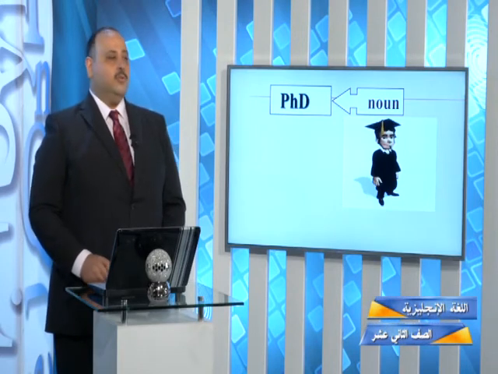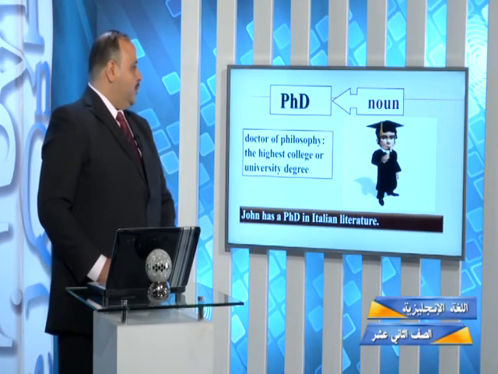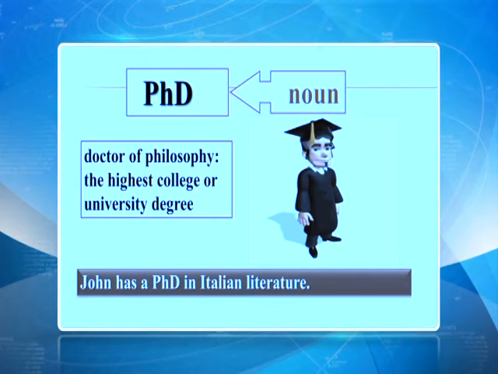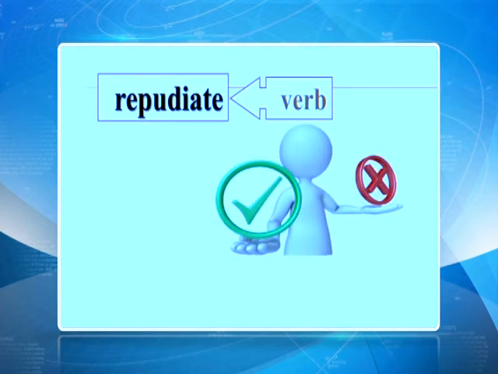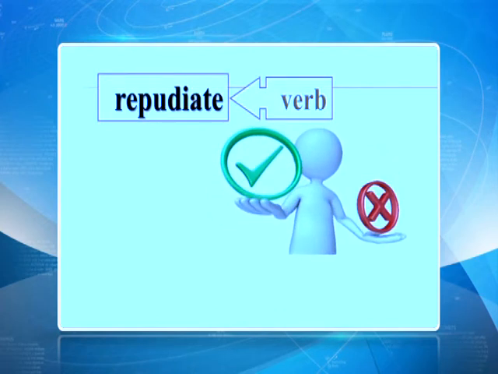So how do we define it? Doctor of Philosophy, the highest college or university degree. John has a PhD in Italian literature. All right, let's have another word.